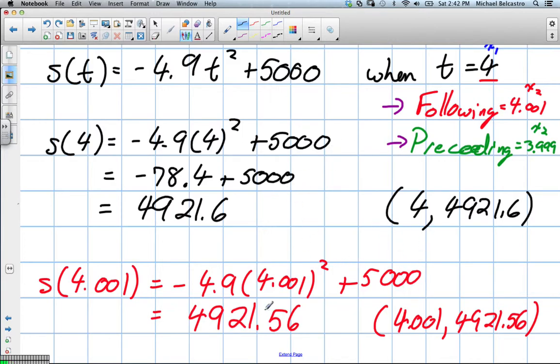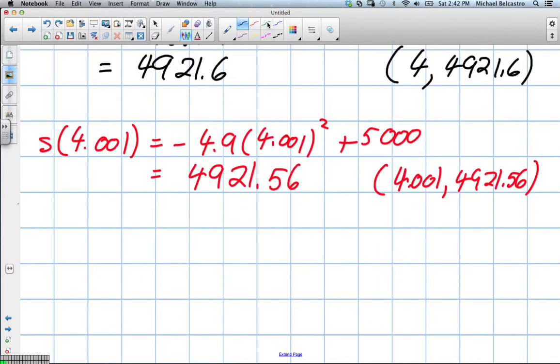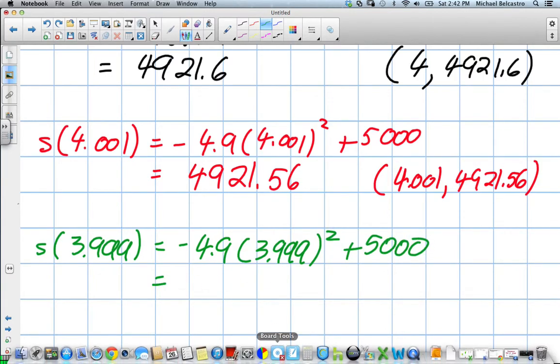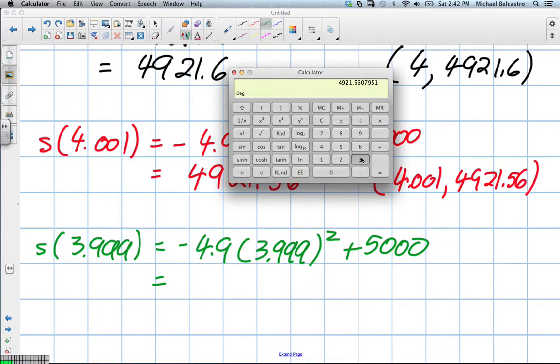Okay, and I'm going to solve preceding right now just so we can see that we're doing the exact same procedure. This is 3.999. So we plug it into that formula, negative 4.9 times 3.999 squared plus 5,000. And again, we want to be as accurate as possible, so we're not going to try to round. We use all the values from the calculator: 3.999 squared times negative 4.9 plus 5,000.